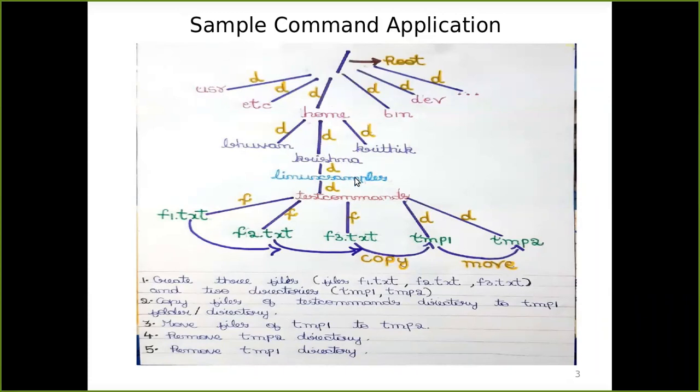So here we will create one directory, Linux samples, and in that one we will create another directory, test commands. After that we will do the small task. We need to create 3 files, file 1, file 2, file 3. These empty files are fine. And once we create these files, we also need to create 2 directories. So this is the first point: create 3 files and 2 directories. Once this step is done, we will copy these 3 files which are there in the test commands to the temp1. That is the next step.